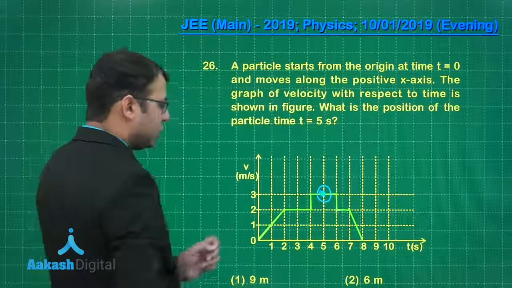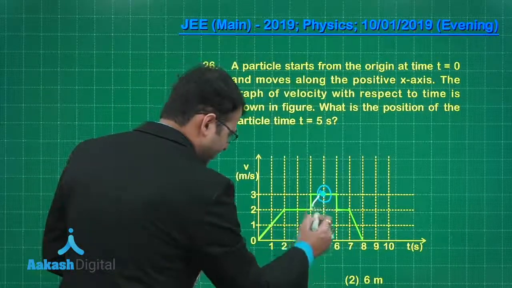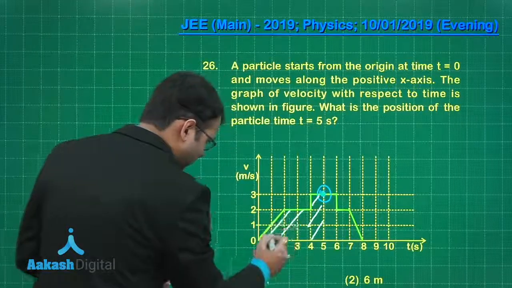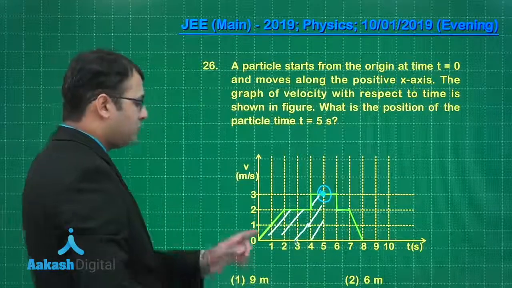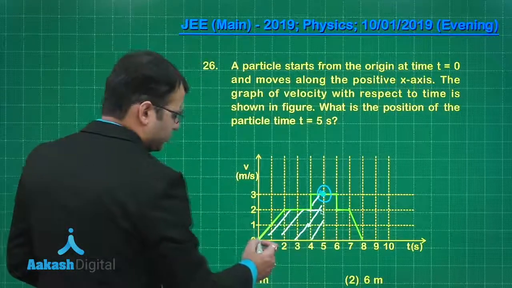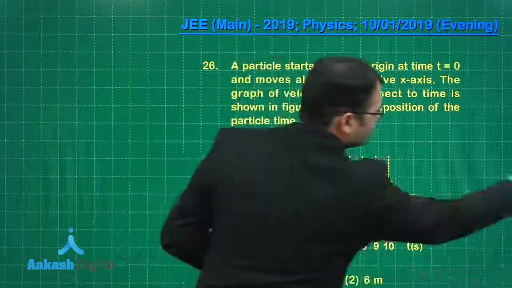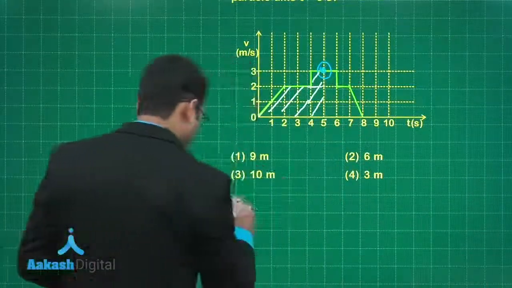Now here you see that the area covered will be this, which we are going to focus upon. When you find this area, from here to here is a trapezium. So this point, this and this will form a trapezium. And what is the area of this trapezium? It's very easy. Let's start with the solution.